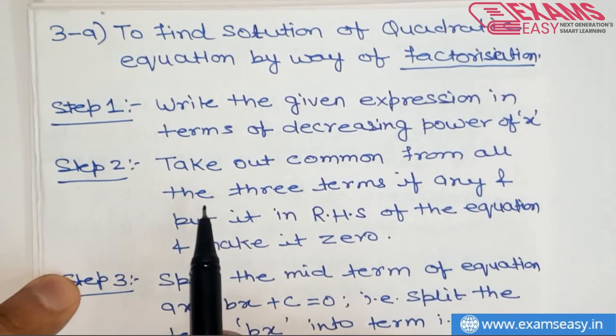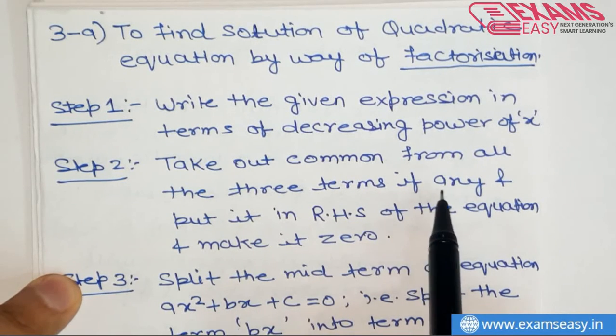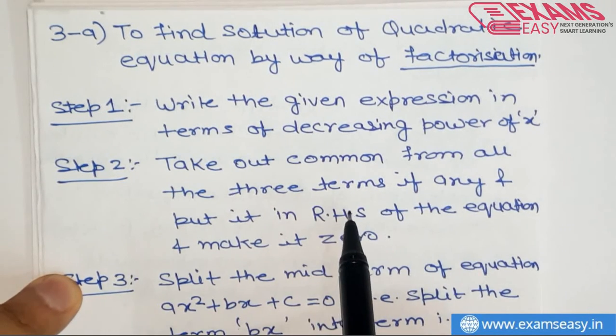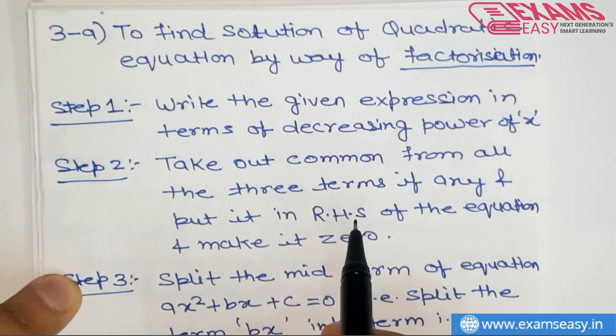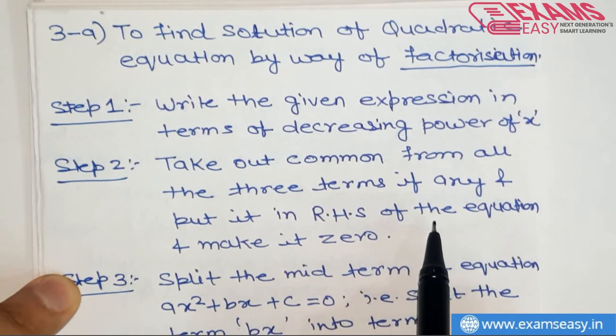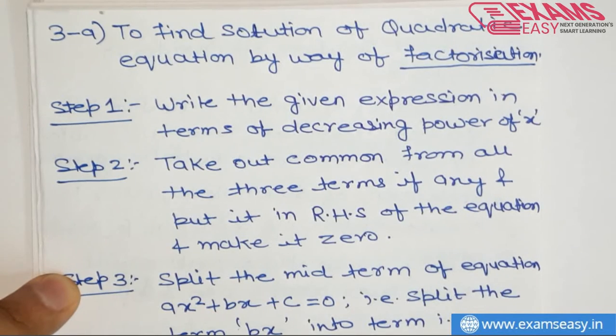The second step is we have to take common from all the three terms if there is any. If there is no common term, then we should go to step 3. Otherwise, if we have any common term in the three terms, then we have to take it out and move it to the right hand side in order to make it 0. So we will see the example of how we should do it.